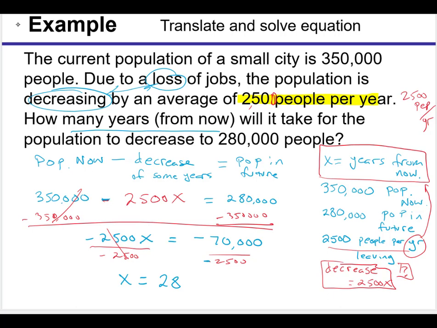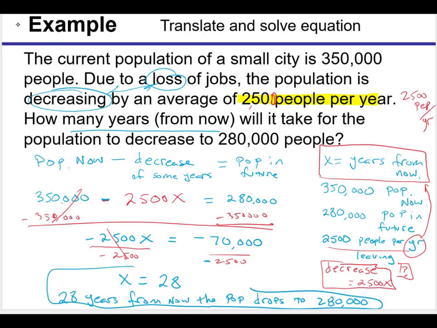But it's not the full answer if you don't know what 28 means. It means 28 years from now. 28 years from now, the population drops to 280,000 people. There we go. There's the answer to that problem.